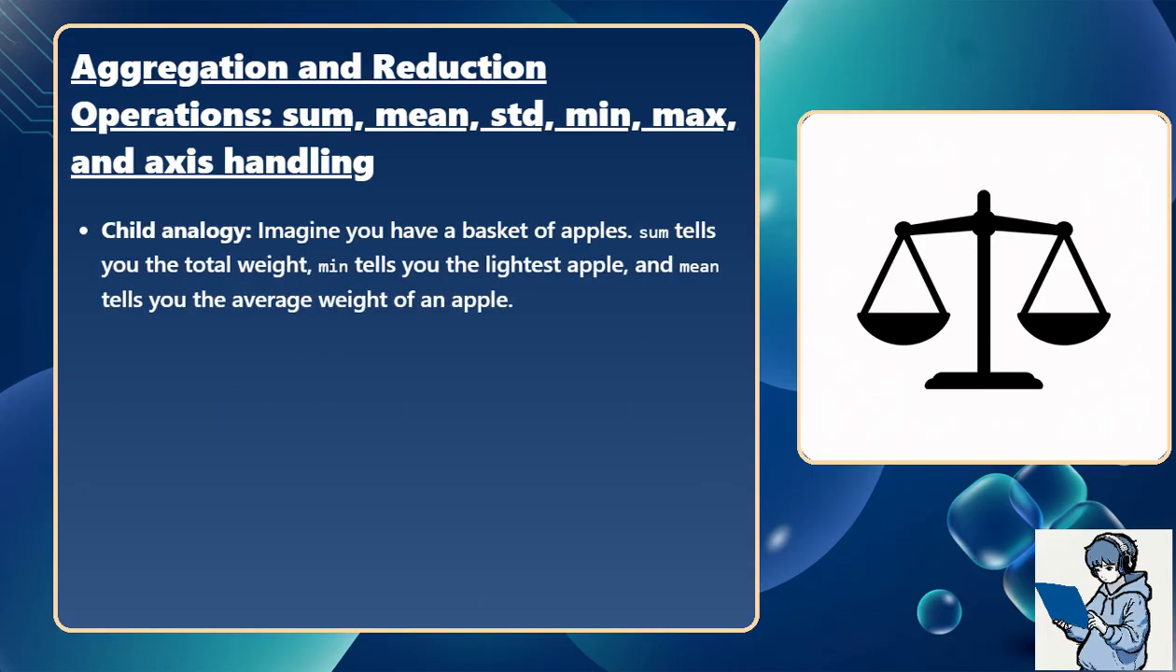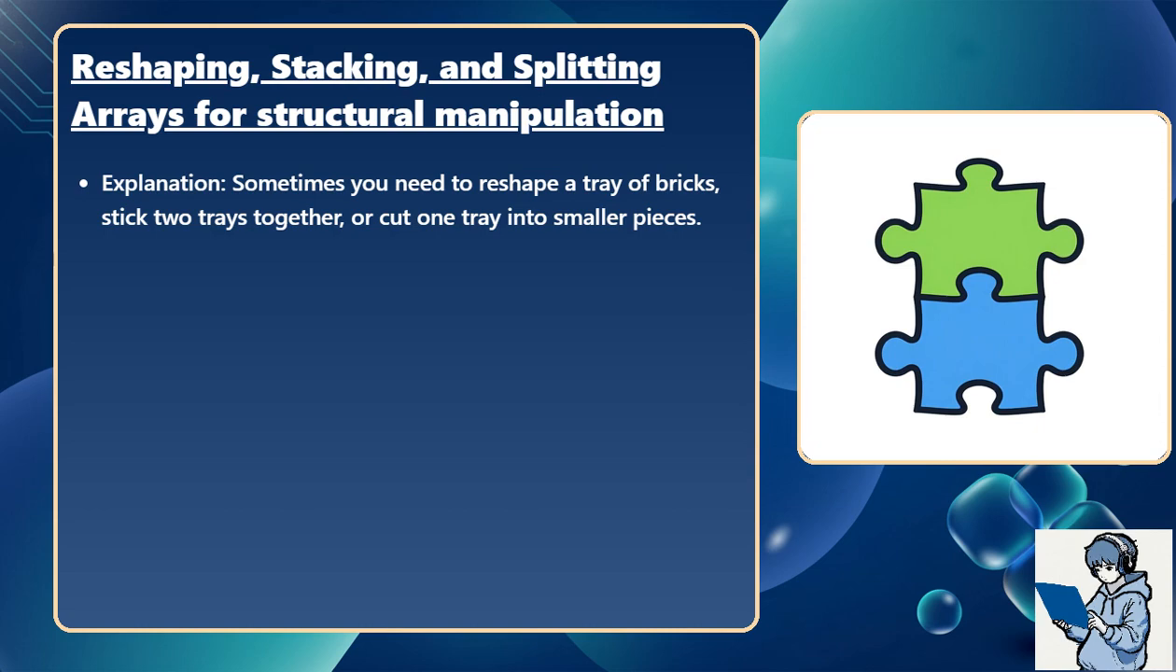Child analogy: imagine you have a basket of apples. Sum tells you the total weight, min tells you the lightest apple, and mean tells you the average weight of an apple.